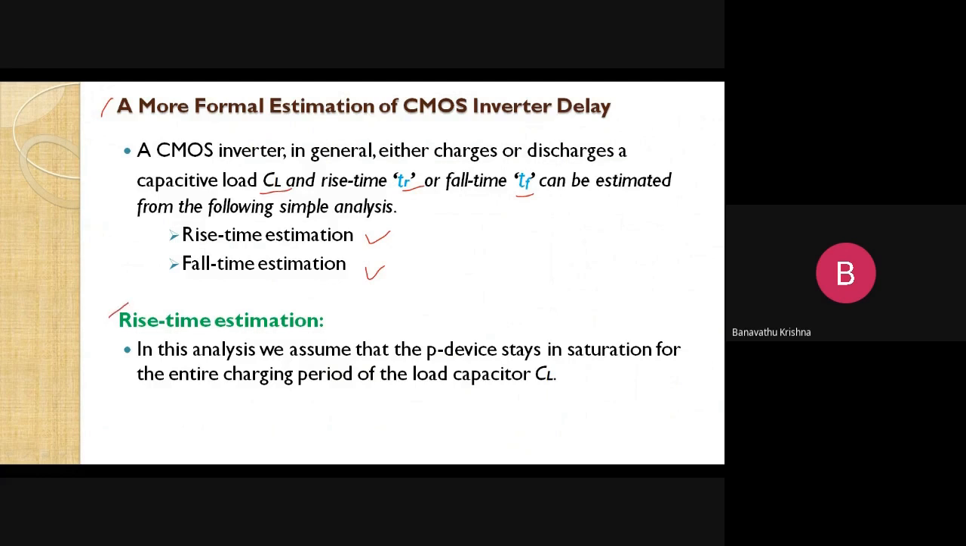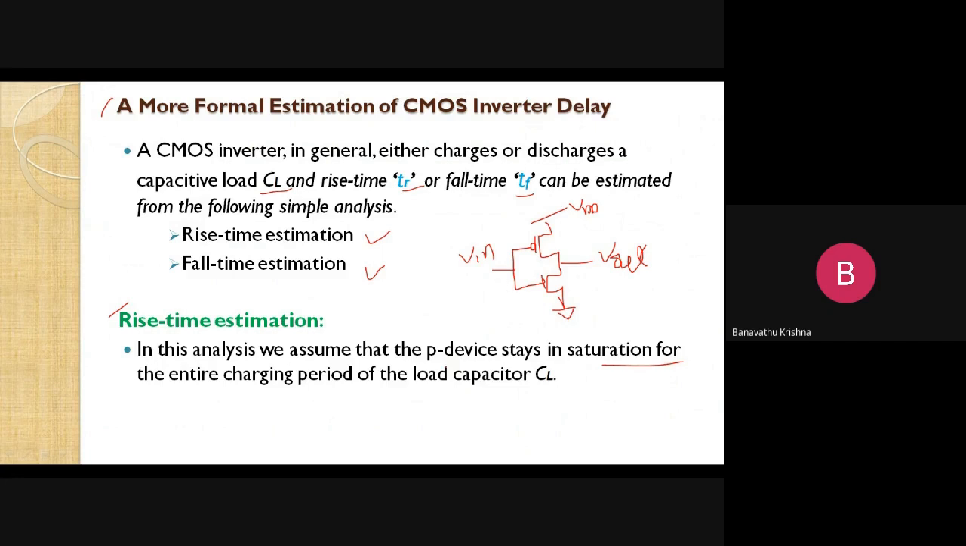For the rise time, in this analysis we assume that the P device stays in saturation mode. Here is the CMOS inverter circuit diagram. This is the PMOS transistor, and this is the NMOS transistor. The common drain is the output terminal. This is VDD, the common gate is V input, and this is VSS, right?